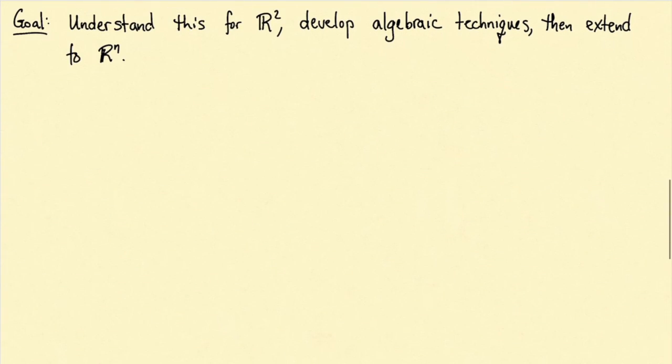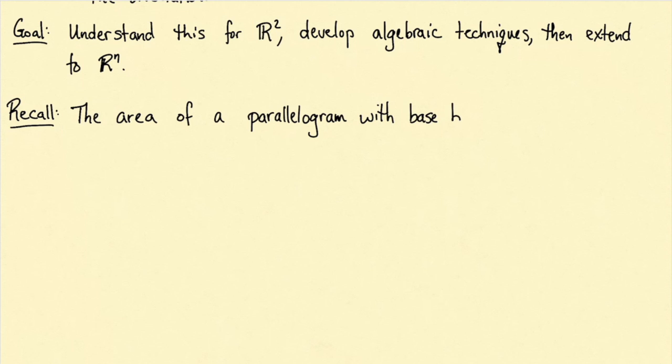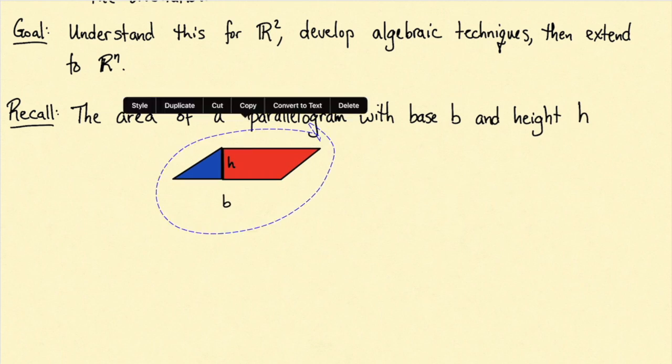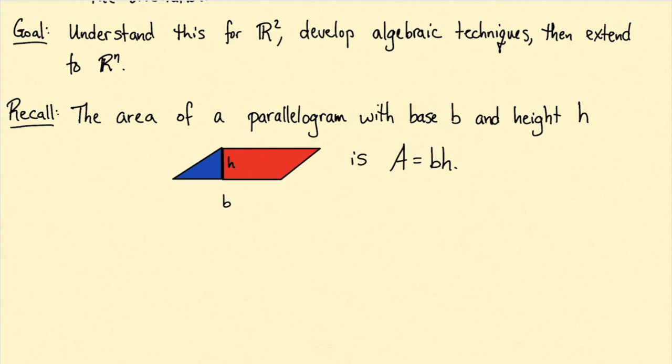So we're going to recall that the area of a parallelogram with base B and height h, as pictured below, is base times height. So to see this, we simply cut our parallelogram into two shapes. Then we slide the triangle to the right. The resulting figure is a rectangle with base B and height h. So it's easy to see that the area is base times height.